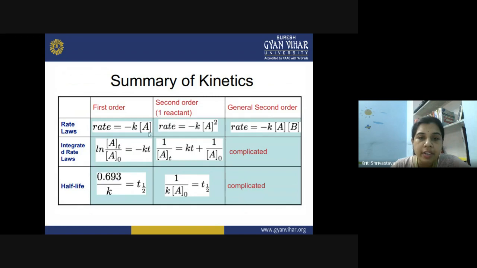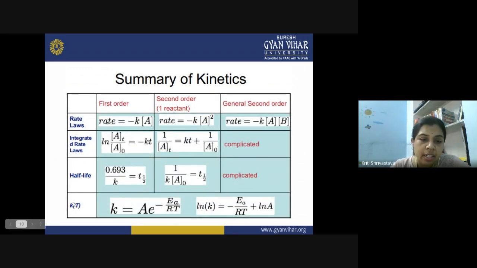Now, if you look at the first order and second order reactions with only one type of reactant involved, the calculations are really easy. You can easily obtain the rate law, integrated rate law, and half-life for the first order reaction, as well as for the second order reaction in which only one reactant A was involved. But what if we have a second reactant involved in the second order reaction, that is, a reaction which is first order with respect to both reactants? In that case, the calculations become much more complicated.